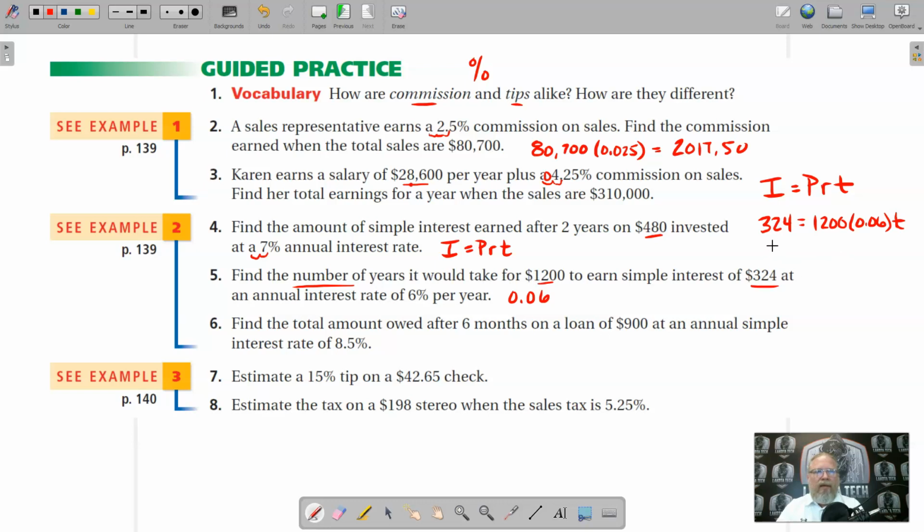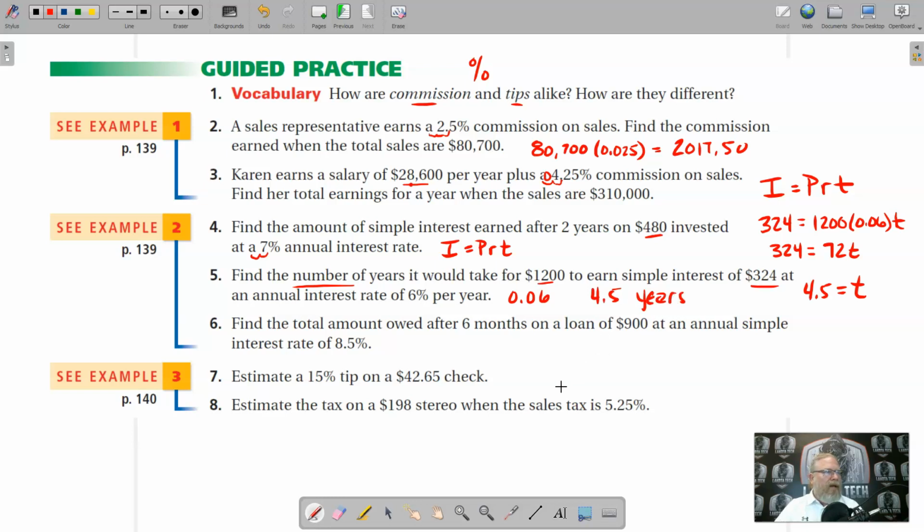So let's go ahead and bring down our 324. Let's do our 1,200. Multiply that times 0.06. And we're going to get 72. Bring down the variable t. Now let's divide both sides by 72. That's going to leave us just t on the left. And 324 divided by 72 is going to be 4.5. 4.5 what? 4.5 years.